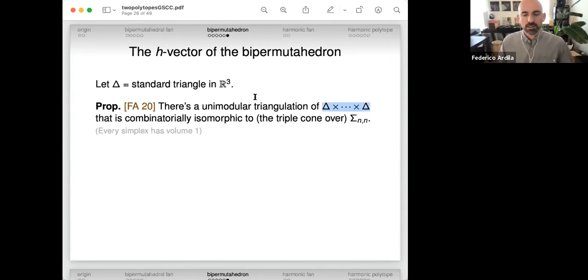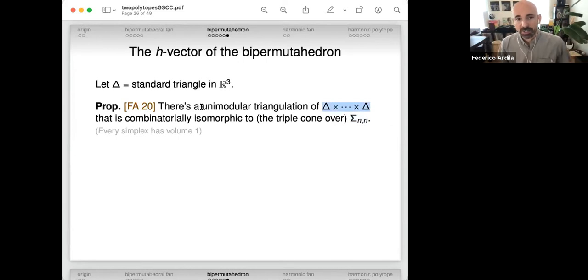And what I found is that it's possible to take that polytope, which, a triangle is simple, but once you start multiplying it many times, it becomes more complicated. But you can take that big polytope and cut it up into pieces. And the puzzle that you get is combinatorially isomorphic to this fan that we're studying. So you can basically think of this fan as being a triangulation of this polytope.